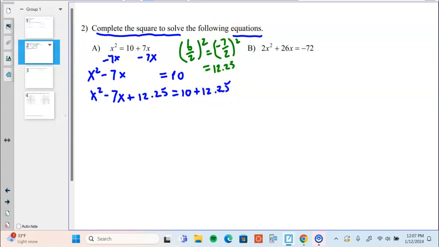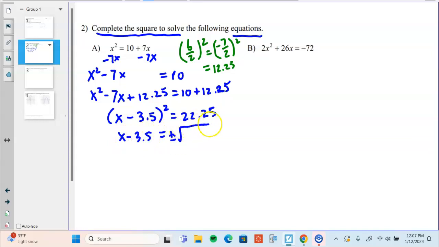Next step is to rewrite the left-hand side as x, and then inside with the x is always going to go the b over 2. We have 22.25 on the right. We will square root both sides, remembering to do a plus or minus square root on the 22.25. We will add 3.5 to both sides to get the x by itself.